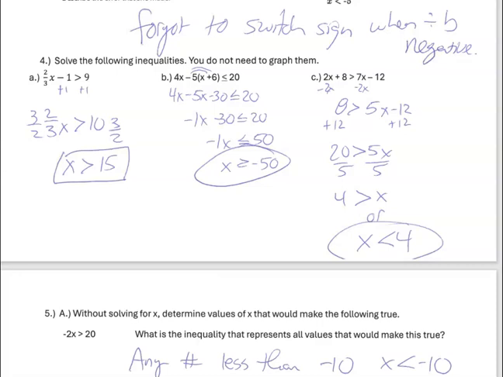And the next one, depending on how you do this, whether you subtract 2x or subtract 7x, you may or may not have to switch your sign. But in the end, you end up getting x is less than 4.